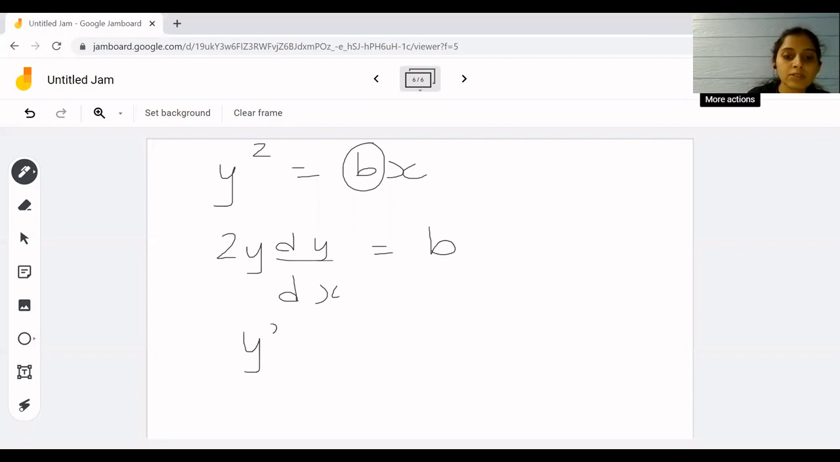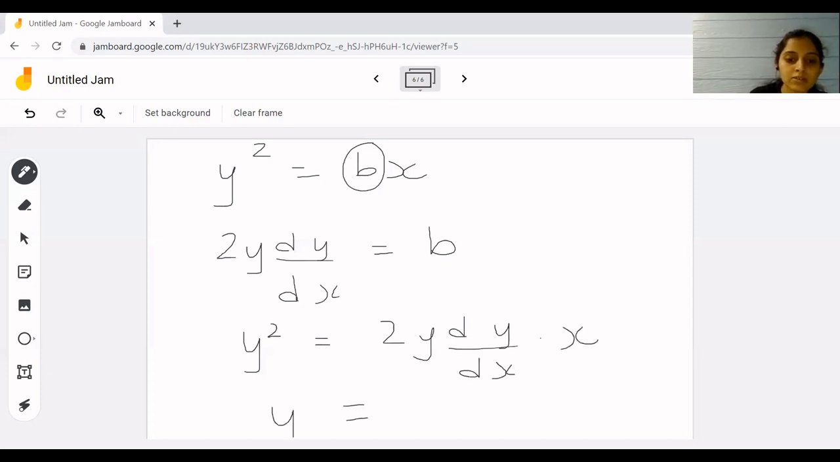And then I substitute this in place of b, that is 2y dy by dx into x, which is y square equal to 2xy dy by dx. And then you can take it on the left side, write it as y square minus 2xy dy by dx equal to 0, and that becomes your differential equation. So basically to form any differential equation you have to take your equation, remove its arbitrary constants, resubstitute them and write the equation.